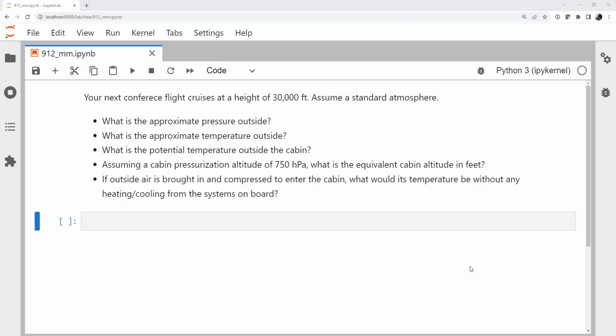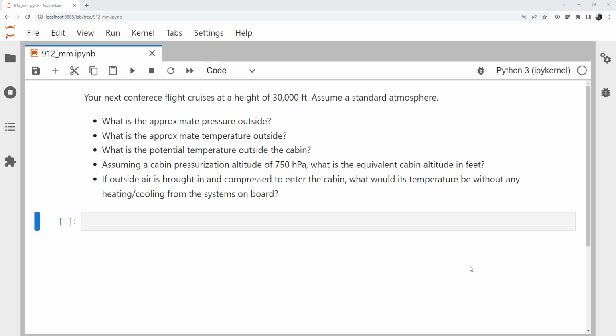So our problem here is we're on a conference and we're going via air at a height of 30,000 feet. We're going to assume a standard atmosphere. We want to know what the outside pressure is, what the outside temperature is, what is the potential temperature outside of the cabin, and then assuming that the aircraft is pressurized to about 750 hectopascals inside the cabin, what's our cabin altitude in feet? And if we just took that outside air and compressed it to put it into the cabin at that 750 hectopascals without any temperature, heat exchange, anything like that, what would its temperature be?